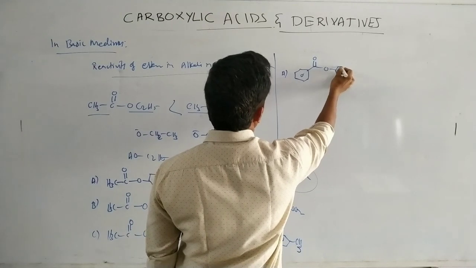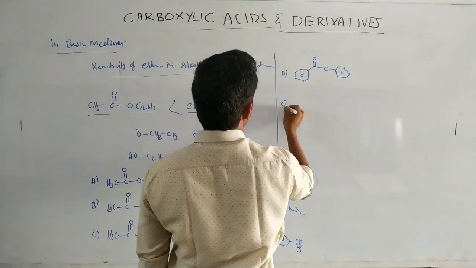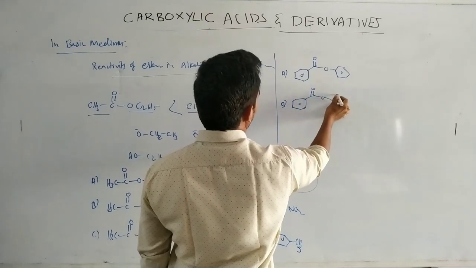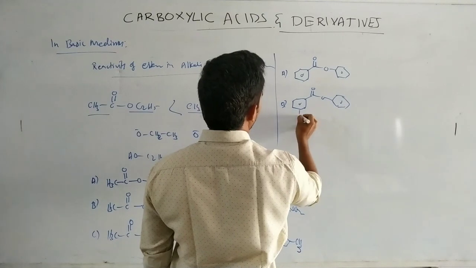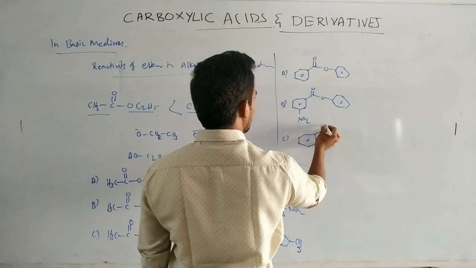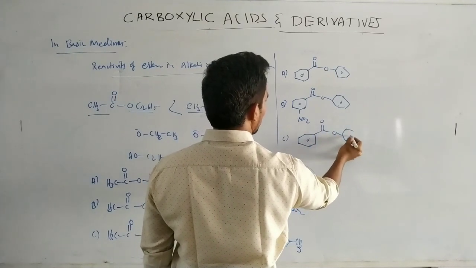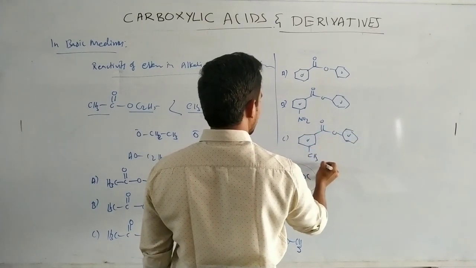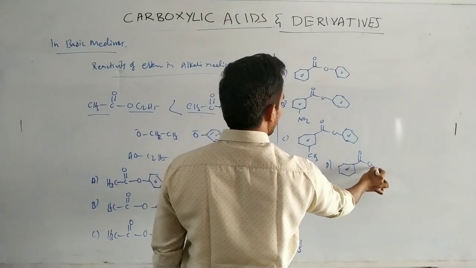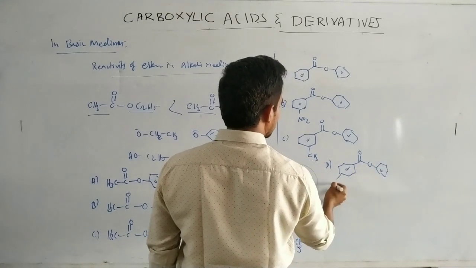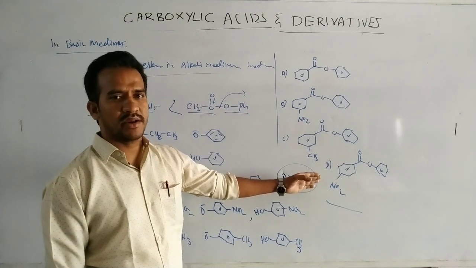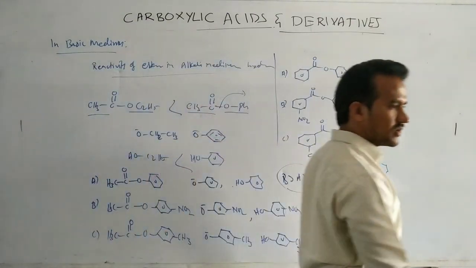Or suppose we want the reactivity order of these compounds: CH3C=O with phenyl, B with this NO2, C with this CH3, D with Ph and this O. What is the reactivity of these compounds in ester hydrolysis? Okay, that is about the ester hydrolysis.